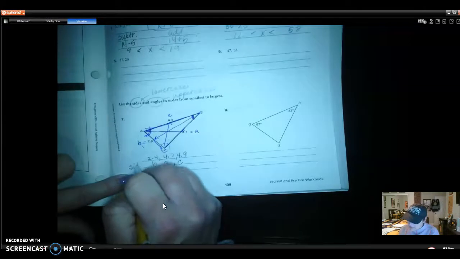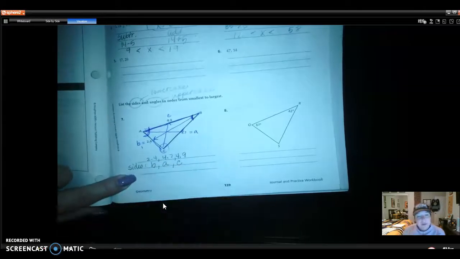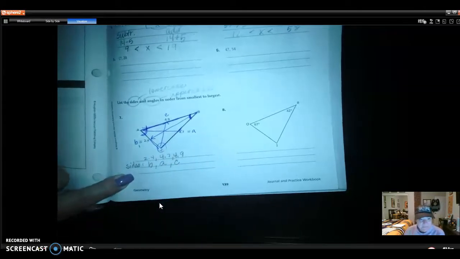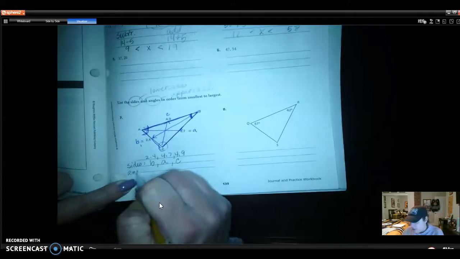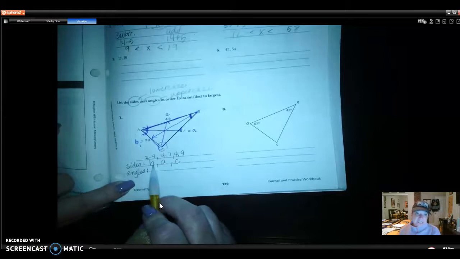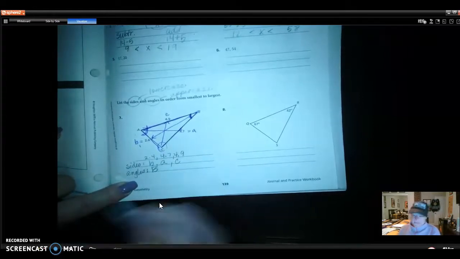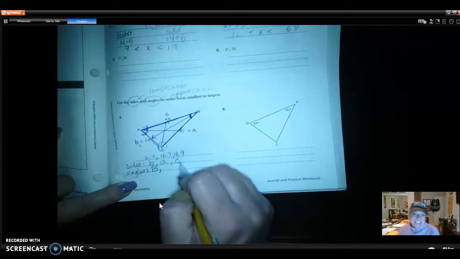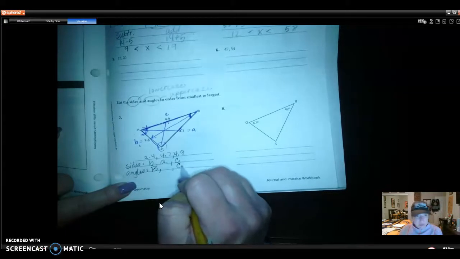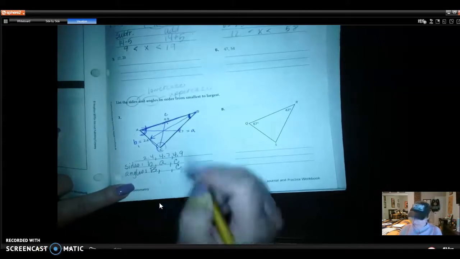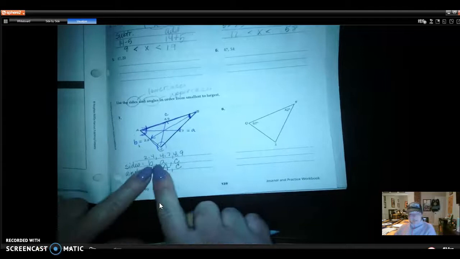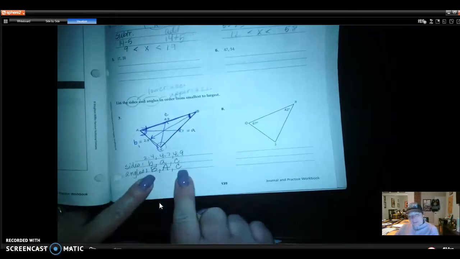So the sides, in order from smallest to largest, go BAC. And then the angles, since you know that side B was the smallest side, it's going to be opposite the smallest angle. Since you know side C is the longest side, it's going to be opposite the largest angle. So your sides are going to go BAC. Your angles should go BAC as well.